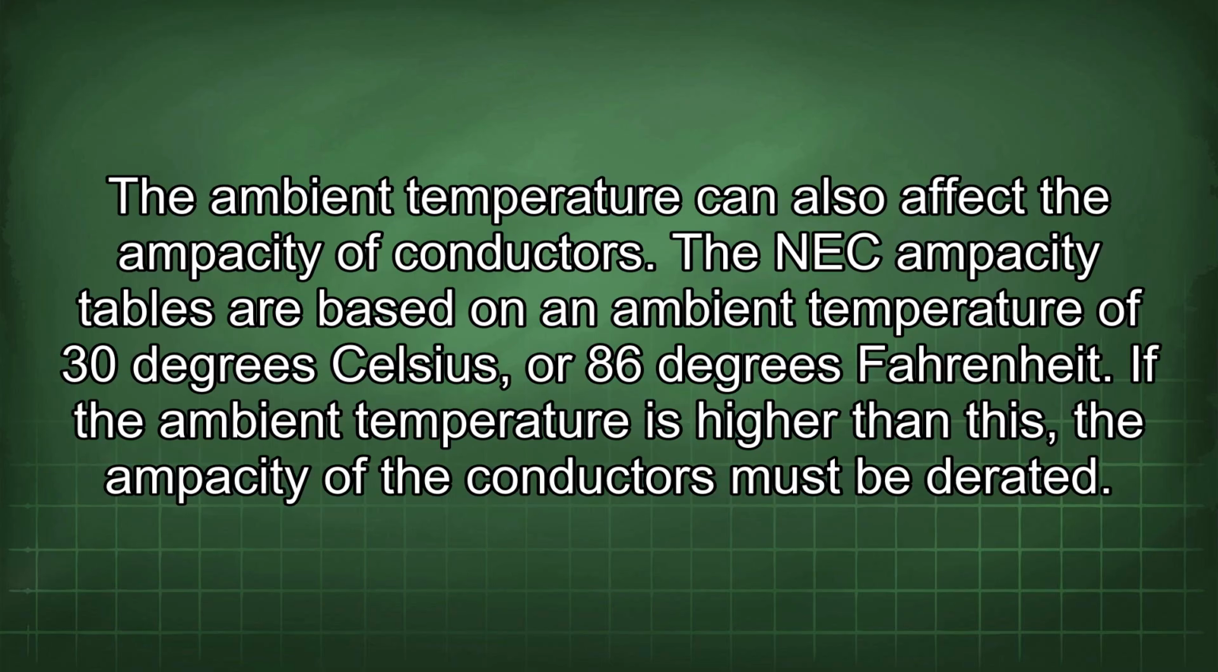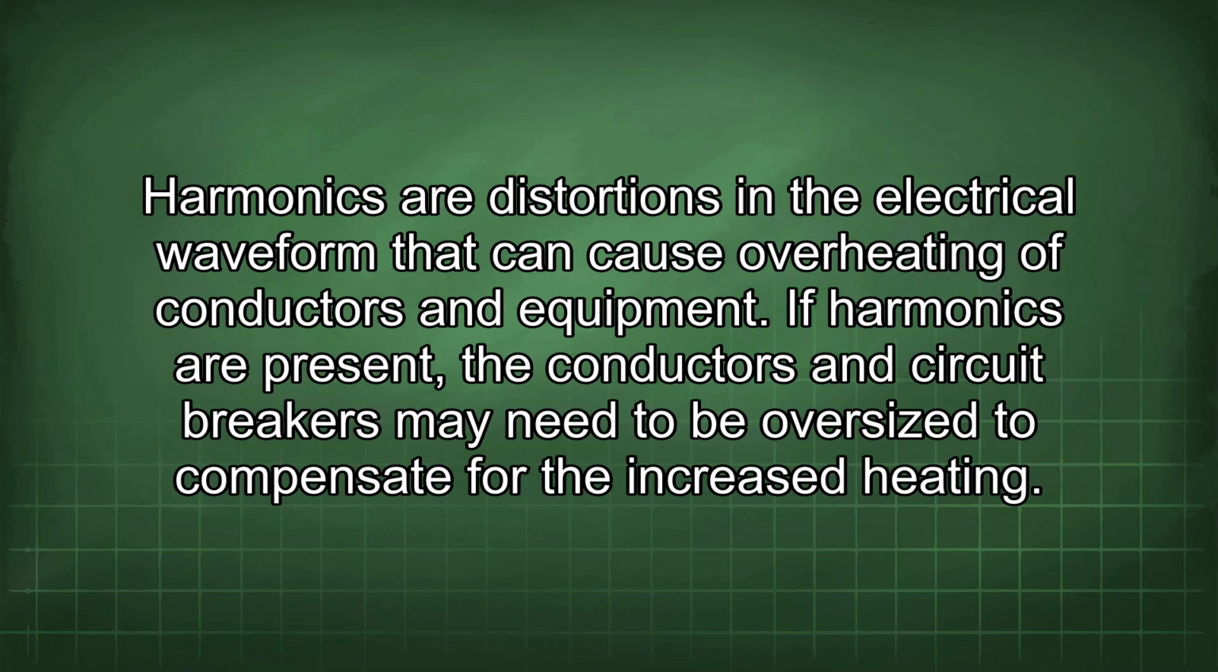The ambient temperature can also affect the ampacity of conductors. The NEC ampacity tables are based on an ambient temperature of 30 degrees Celsius or 86 degrees Fahrenheit. If the ambient temperature is higher than this, the ampacity of the conductors must be derated. Harmonics are distortions in the electrical waveform that can cause overheating of conductors and equipment. If harmonics are present, the conductors and circuit breakers may need to be oversized to compensate for the increased heating.